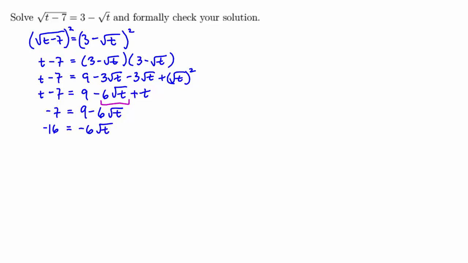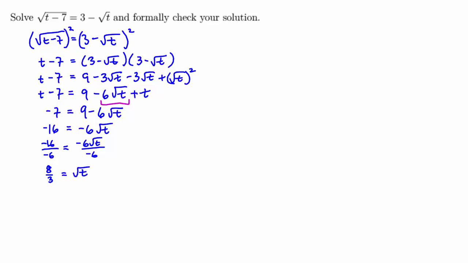So at this point, I almost have the square root of t on its own. I have negative 6 times the square root of t, so to get the square root of t on its own, I'll divide each side by negative 6. So I have negative 16 over negative 6, and then I'll have negative 6 times the square root of t over negative 6. And so on the left, negative 16 over negative 6 will give me 8/3 when simplified. And on the right, I'll have the square root of t. So at this point, I have the square root of t all on its own.